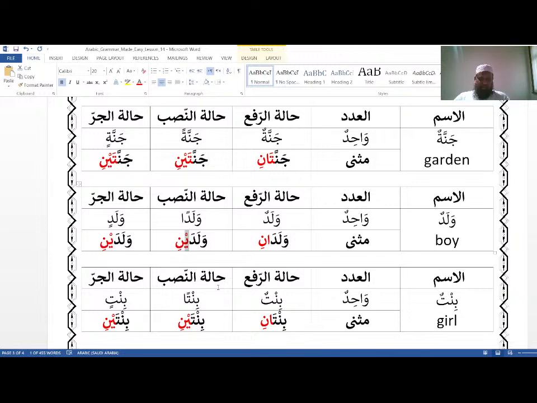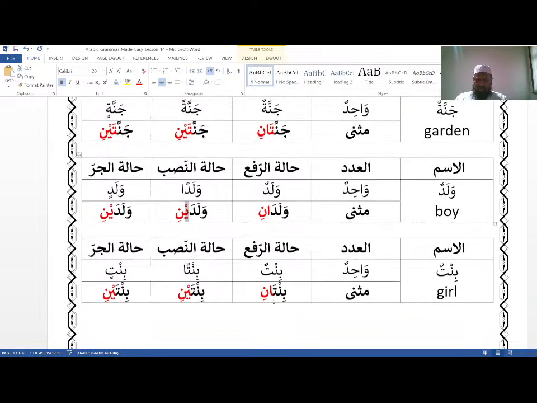Okay, so I hope you understood. This is how you make dual form, muthanna isms, from wahid, and how it is in halatul rafa with the alif, halatul nasb with the ya, and halatul jar also with the ya. Okay, let's see what we have. Let's see some examples from the Quran.